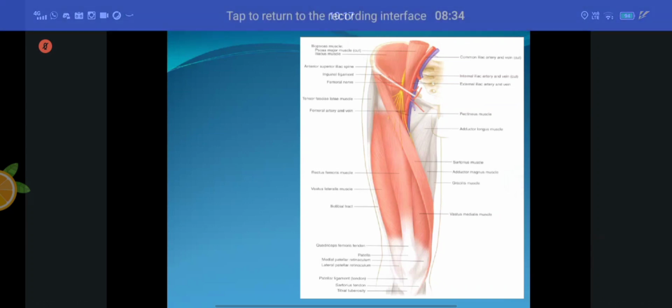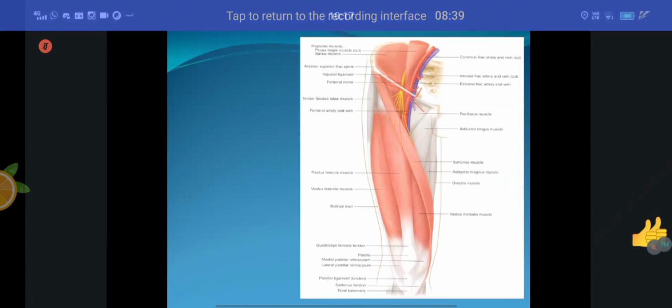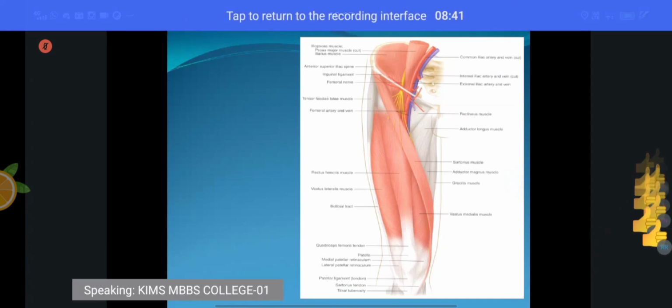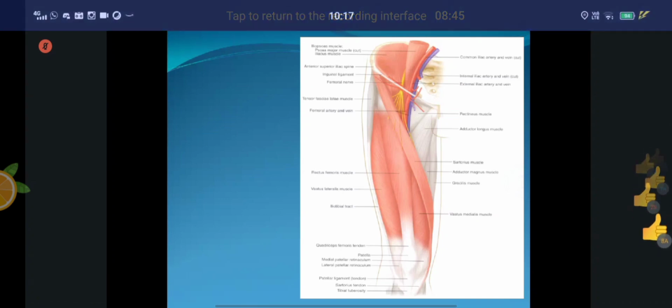Right. Are you understanding the class? Please answer. So till now, what did I teach? I have taught you about the muscles which you have seen in the extensor compartment of the thigh, or the anterior compartment of the thigh.